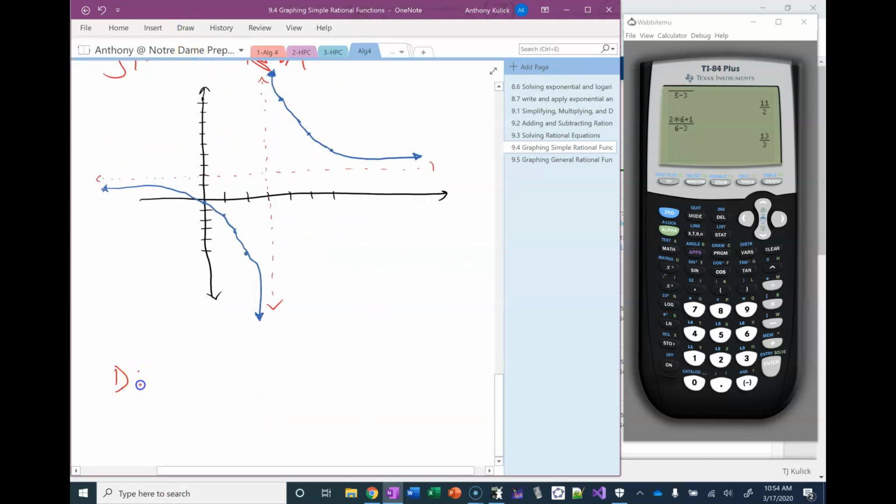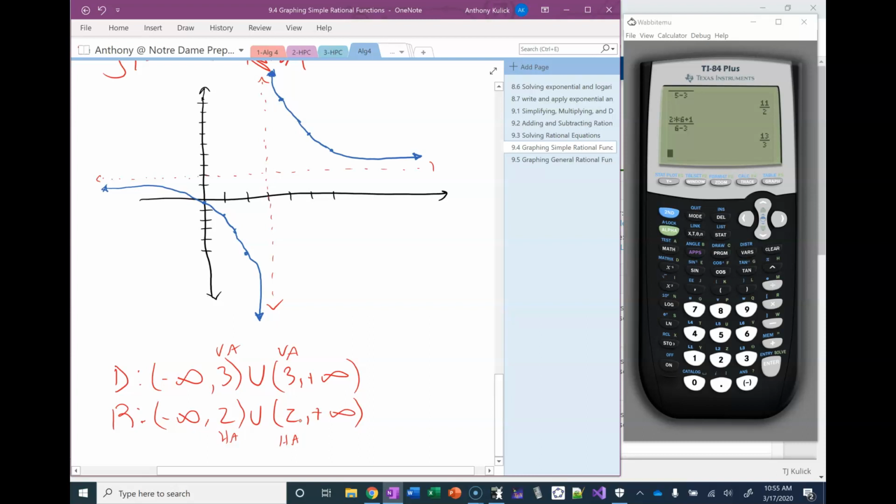Probably want to list our domain and range also. So the domain, if we're doing interval notation, should be -infinity to h, union h to positive infinity. Again, that means everything below the h and everything above h. And the same thing with the range, so -infinity to k, and then k to positive infinity. And these aren't really h's and k's, but they're the vertical asymptote and the horizontal asymptote. Right, that's what those numbers are.